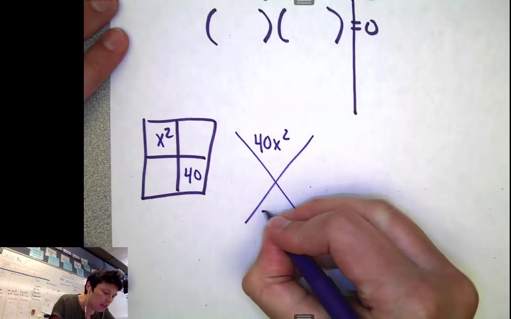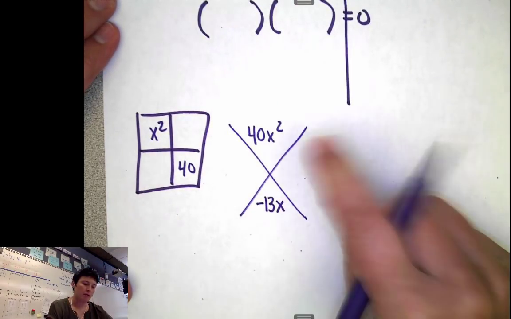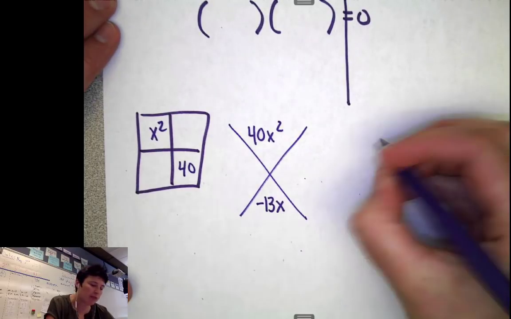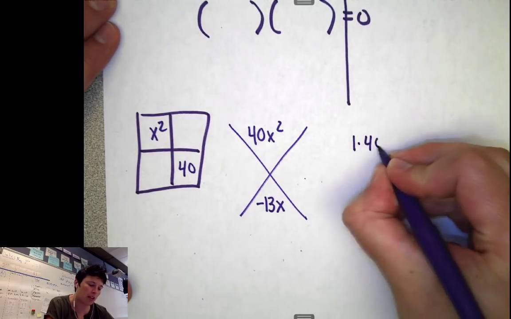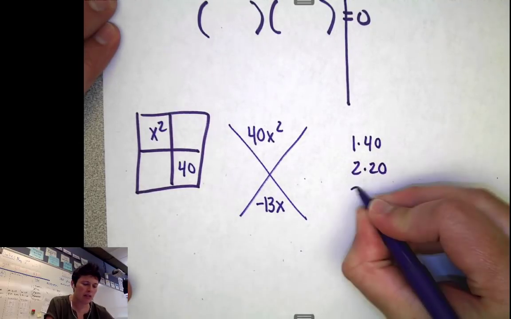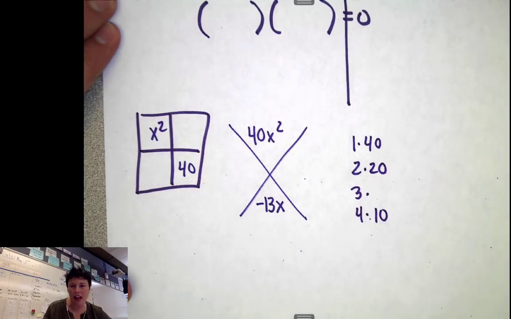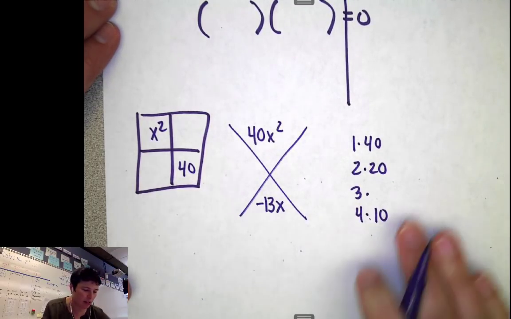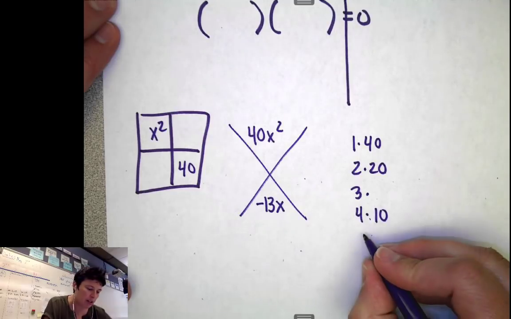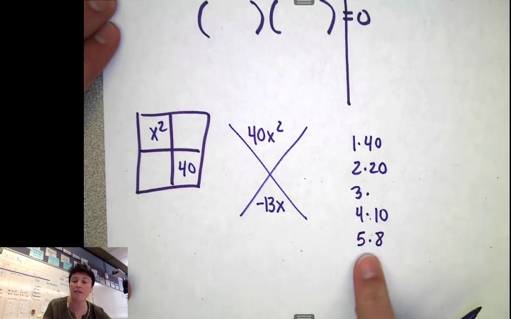So if I put the minus 13x in the bottom, let's think of things that get me to 40 and 13. So 40 would be like 1 times 40 or 2 times 20. I'm kind of running through a list. 3 times, I don't know, how about 4 times 10? But do any of these add or subtract up to 13? They really don't. 4 times 10, how about 5 times 8? Hey, how about 5 and 8? Isn't 5 plus 8 13?